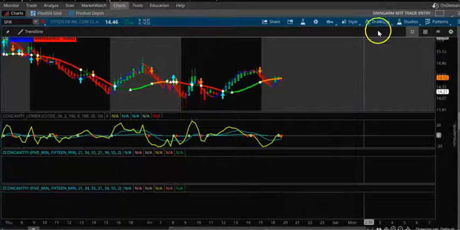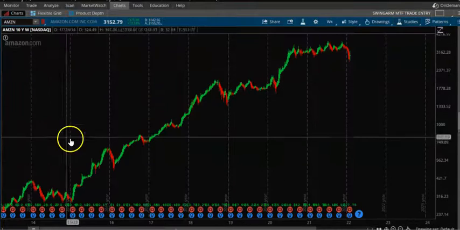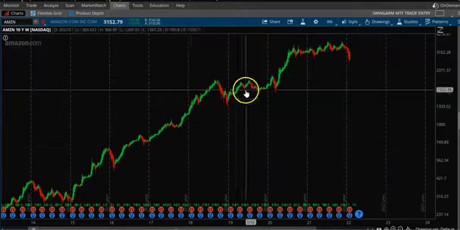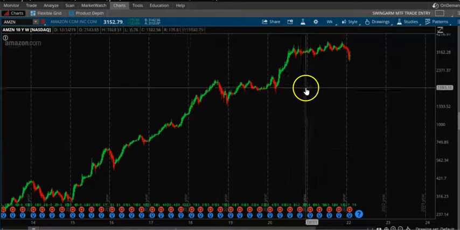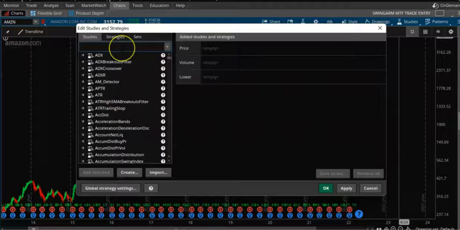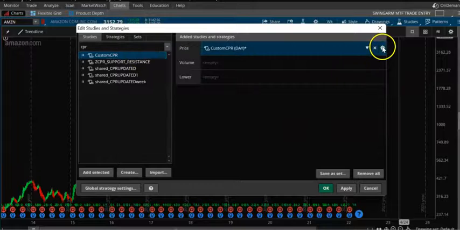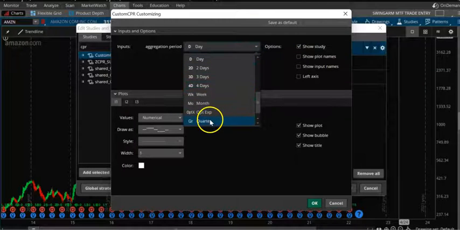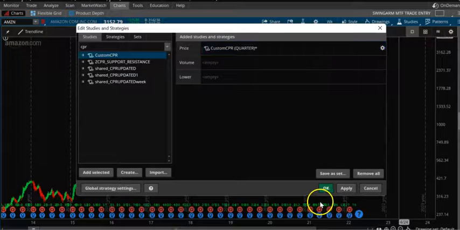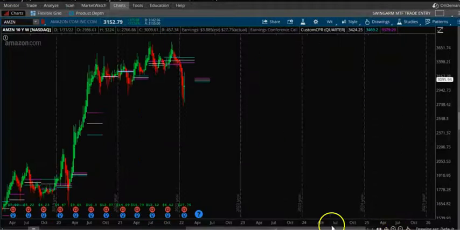Nvidia. Okay, so let's go to charts. Let's remove everything. Here we are in Amazon, a weekly chart, right? If you only scan for quarterly, we want to do a weekly chart. So now we want to add studies, edit studies, CPR. We want to make sure it is quarterly, because we were scanning quarterly. So you scan for quarterly, but basically do the chart on a weekly.